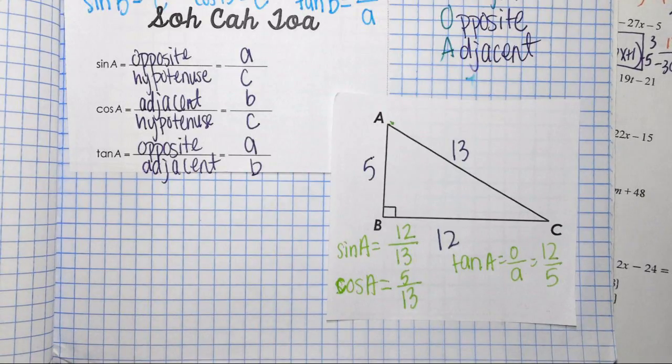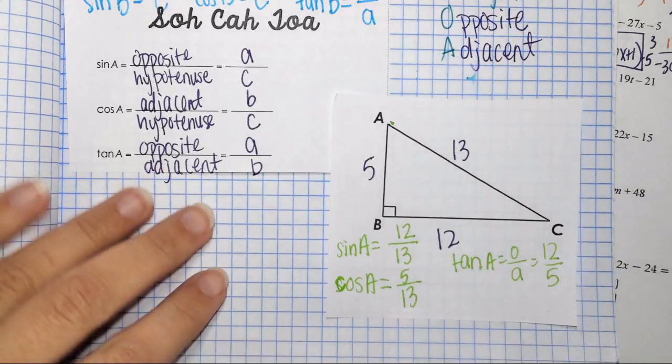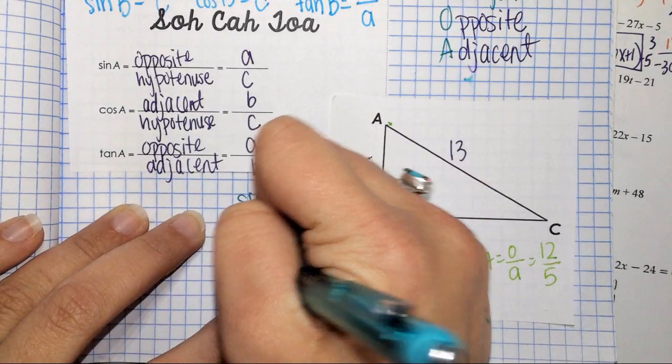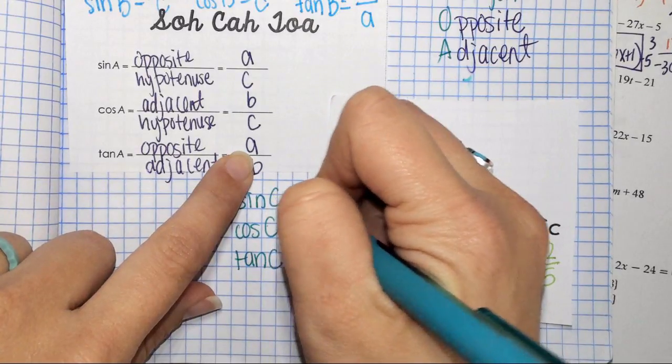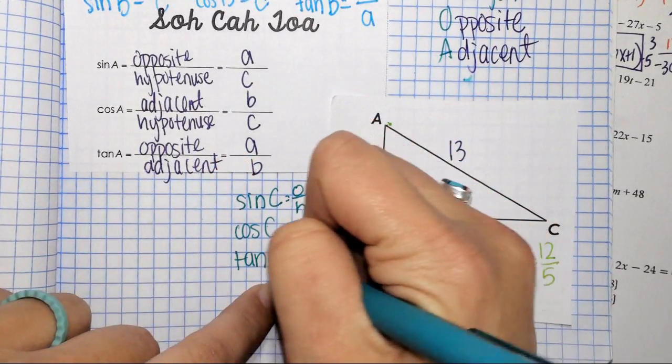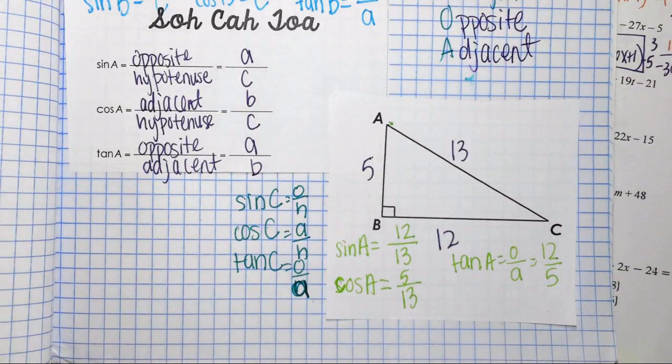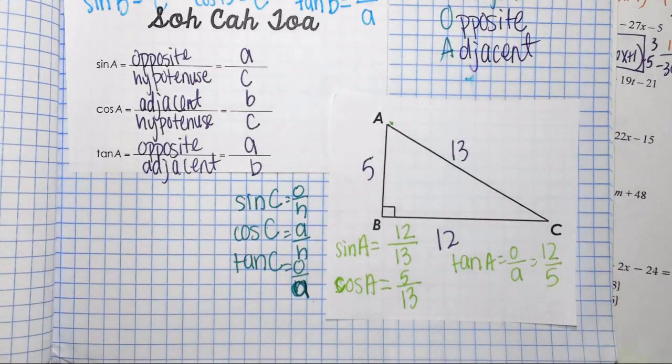Okay, now I want you to practice, and I want you to find the sine, cosine, and tangent of angle C. Opposite divided by hypotenuse, adjacent divided by hypotenuse, opposite divided by adjacent. Yes, of angle C, please.